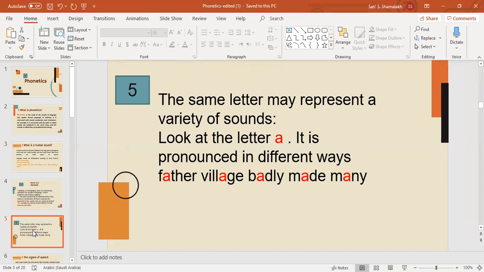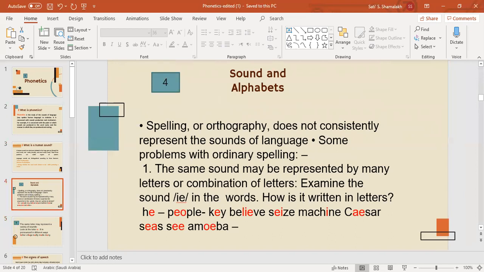Slide 5. Phonetics is useful because it helps you to pronounce words well or correctly. Because English is not pronounced in the same way it is written. For example, the same letter may be represented in a variety of sounds. Now, one letter you can pronounce in many ways. Spelling, or orthography, is inconsistent with the sounds. Yani spelling is not the same as what you read or what you pronounce.